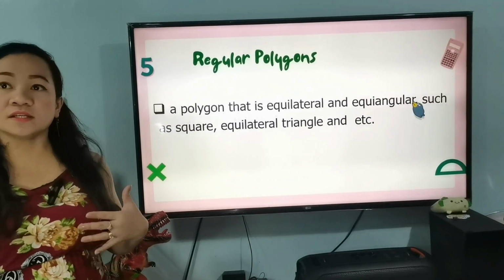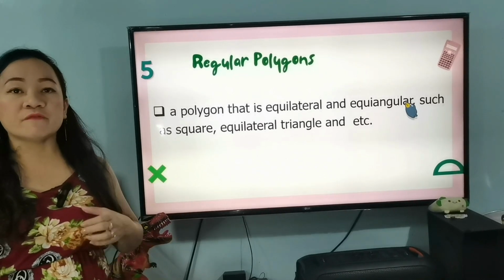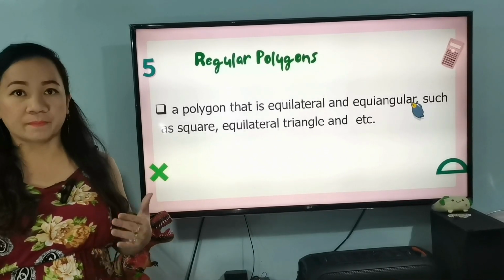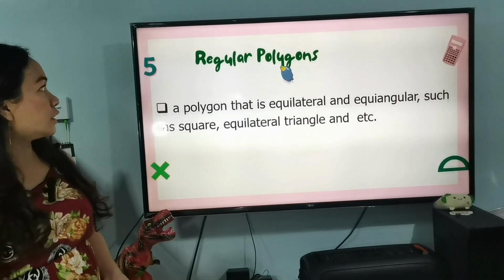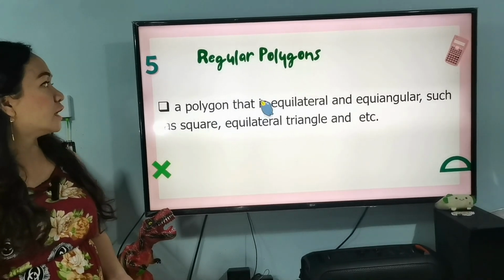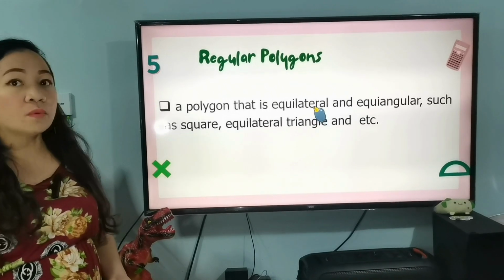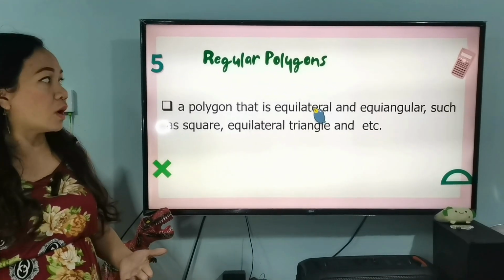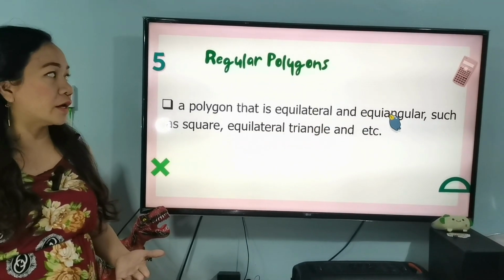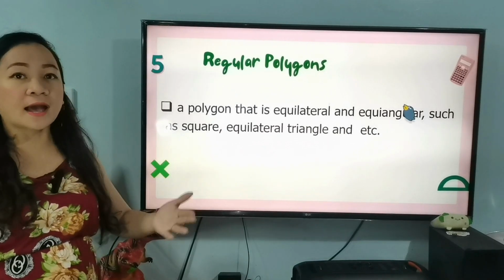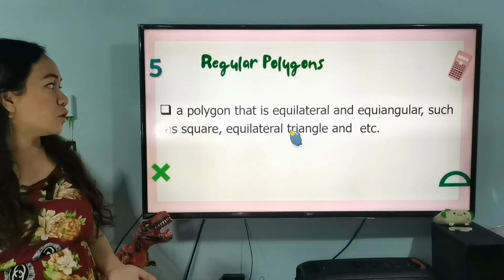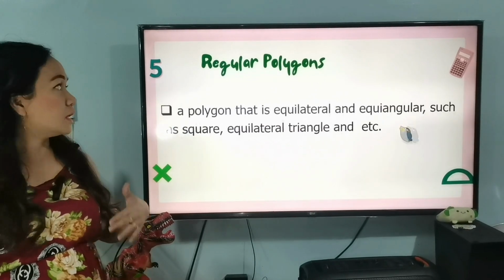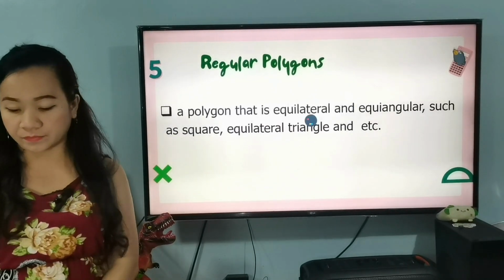So, for today's video, we will be focusing on the regular polygon. And as we all know, when we say regular polygon, this is a polygon that is equilateral, meaning all the sides are equal, and equiangular. That means all the angles are equal, such as a square, an equilateral triangle, and many other polygons.